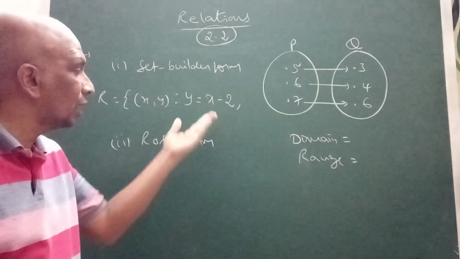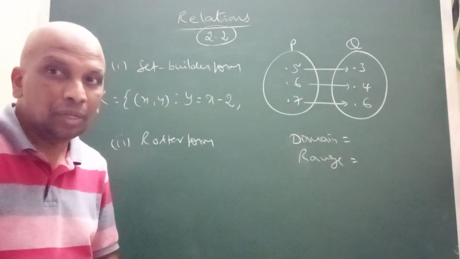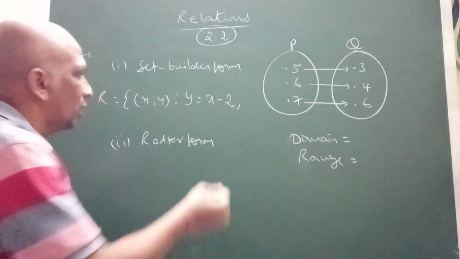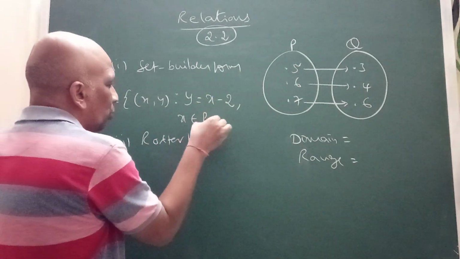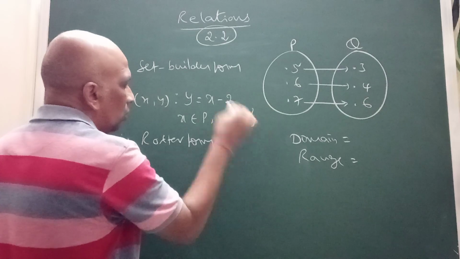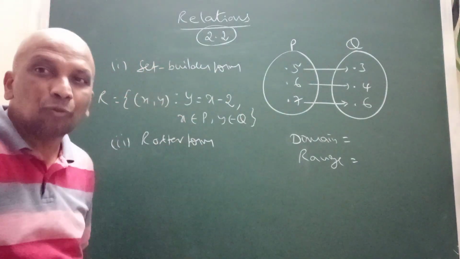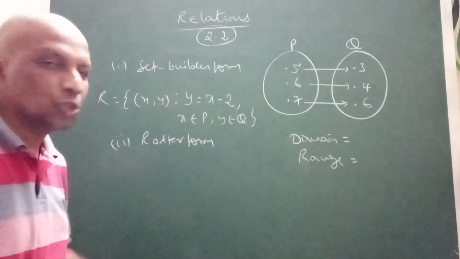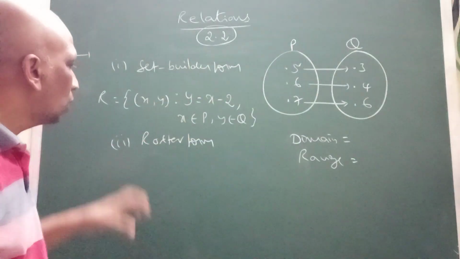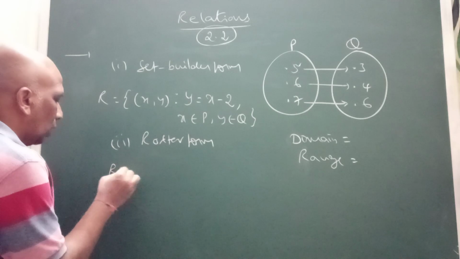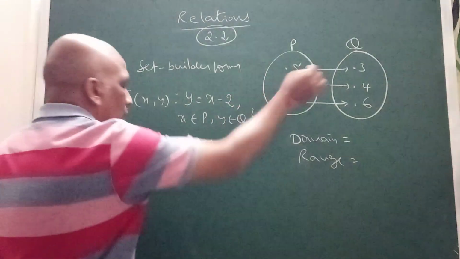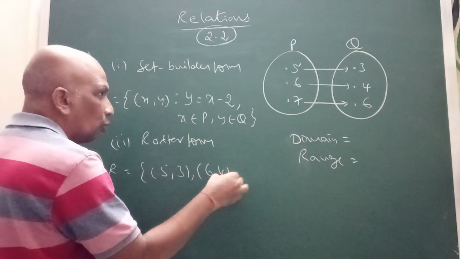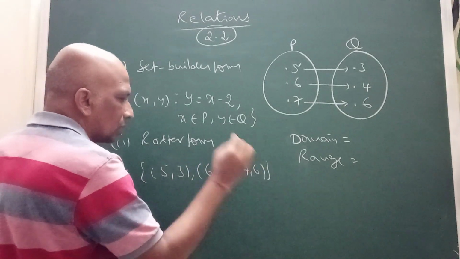Anyhow, x belongs to P, y belongs to Q. I can write x belongs to P, y belongs to Q. So this is known as the set builder form. You can verify. Now coming to the roster form. When they are talking about roster form, it is very simple, right? (5, 3), I can write (6, 4), (7, 6), correct?